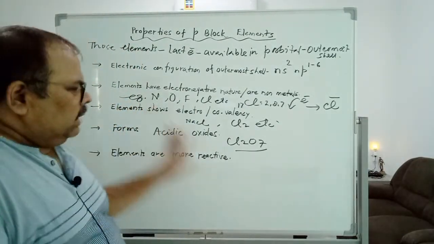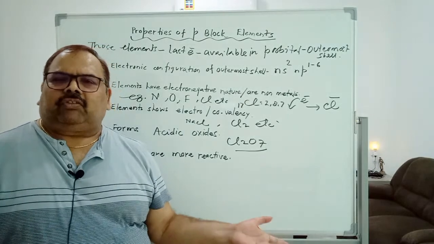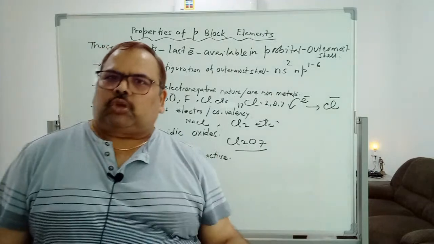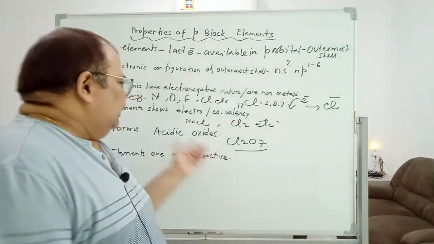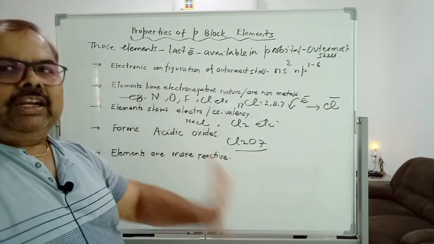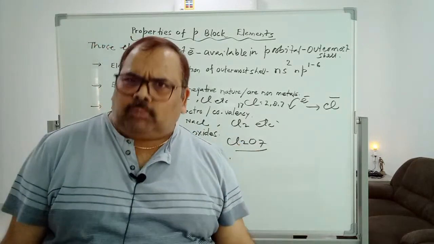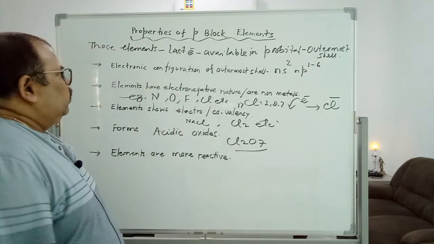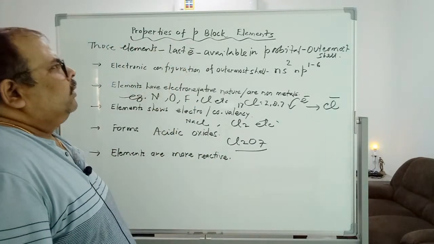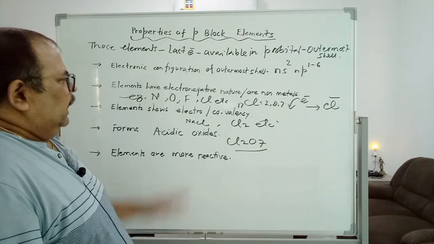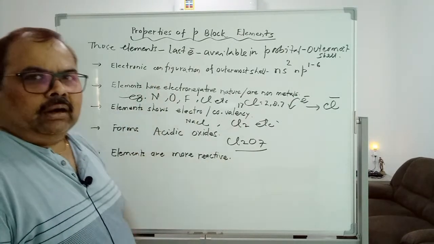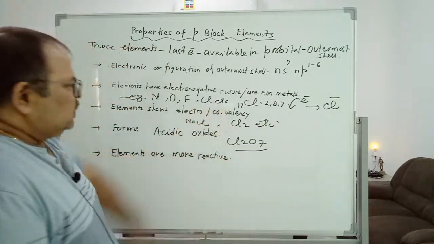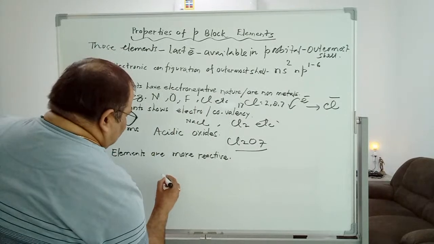This is simple to understand: NaCl, KCl, NaF, Br2, Cl2, whatever compounds you get, mostly you will find this with O2, N2, etc. It means these are very reactive, and in such a way you can simply understand the properties of p block elements: these are electronegative in nature and these are non-metals.